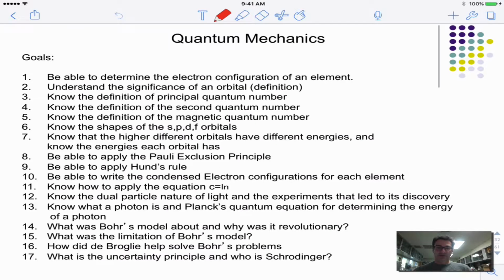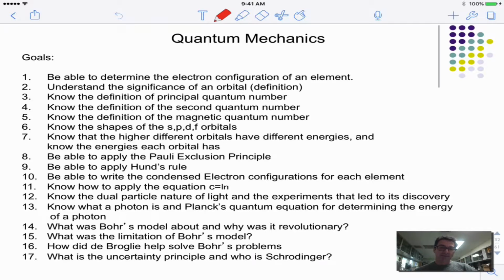Alright, welcome everybody. During this atomic structure video, I'm going to talk to you about the beginnings of the quantum mechanical model. This is our current theory of how the atom exists. We use the quantum mechanical model to describe how the electrons are organized in an element. And so these are the goals for this part of the chapter, quantum mechanics.